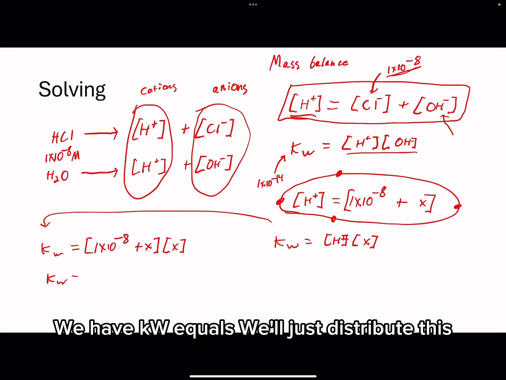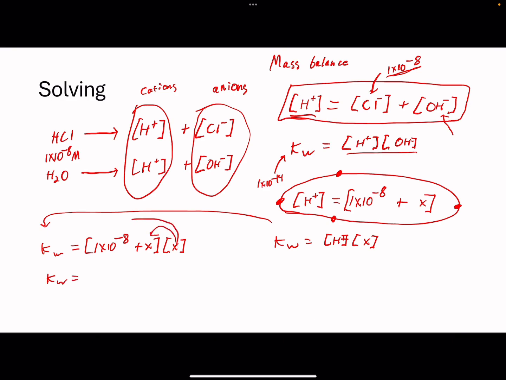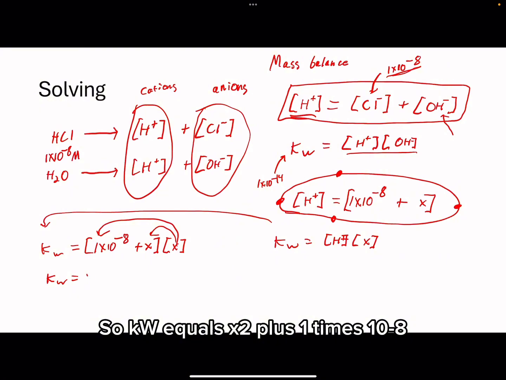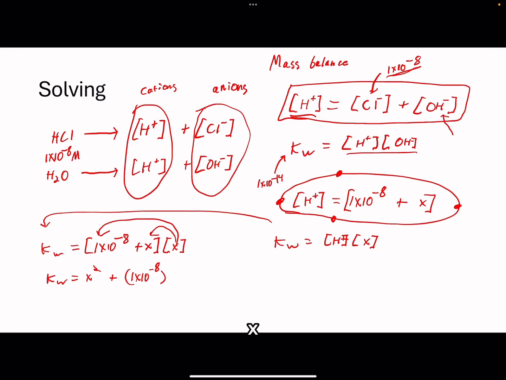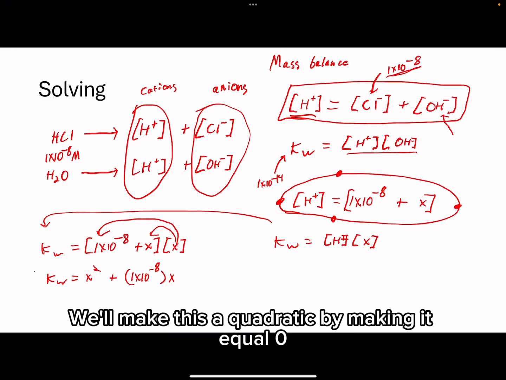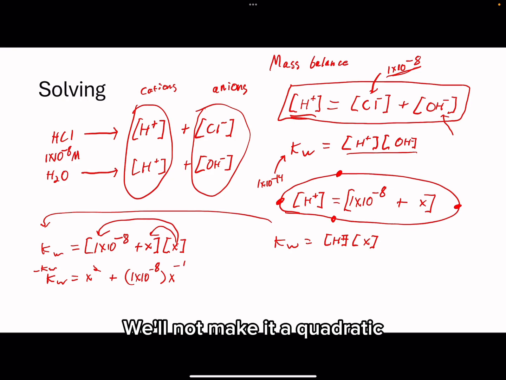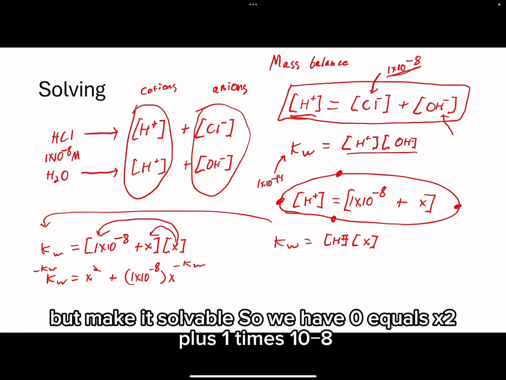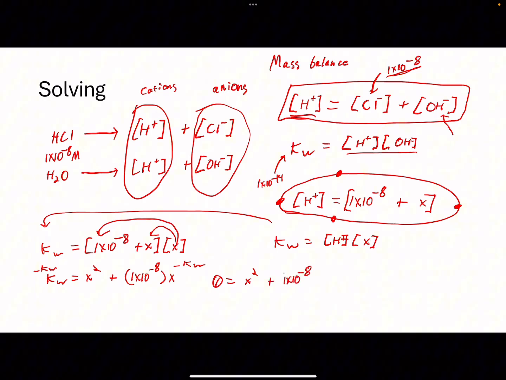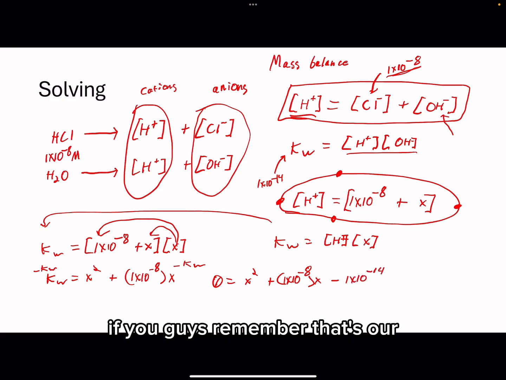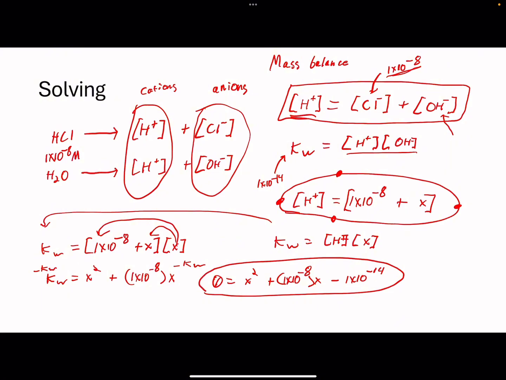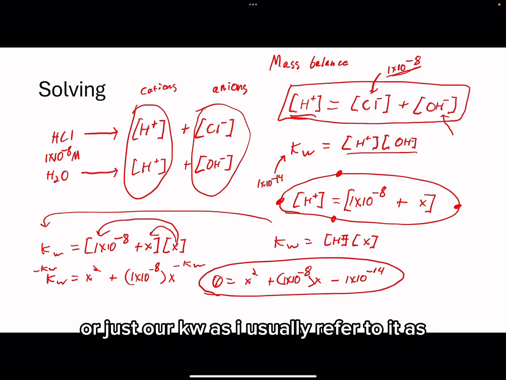So how do we do that? We have Kw equals, we'll just distribute this. So Kw equals X squared plus 1 times 10 to the negative 8 X. We'll do the final step. We'll make this equal 0, not to make it a quadratic, but to make it solvable. So we have 0 equals X squared plus 1 times 10 to the negative 8 X minus 1 times 10 to the negative 14. If you guys remember, that's our ion product constant of water, or just our Kw, as I usually refer to it.